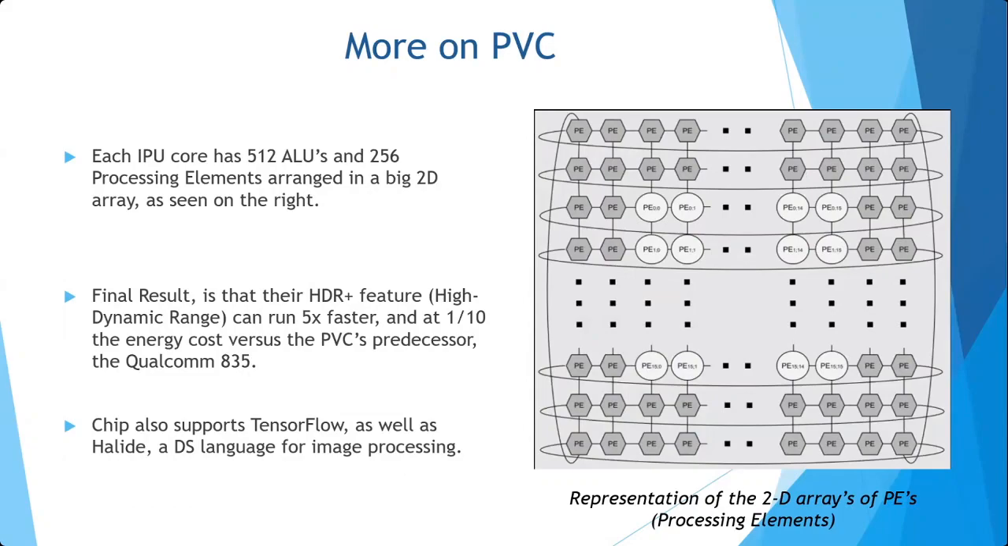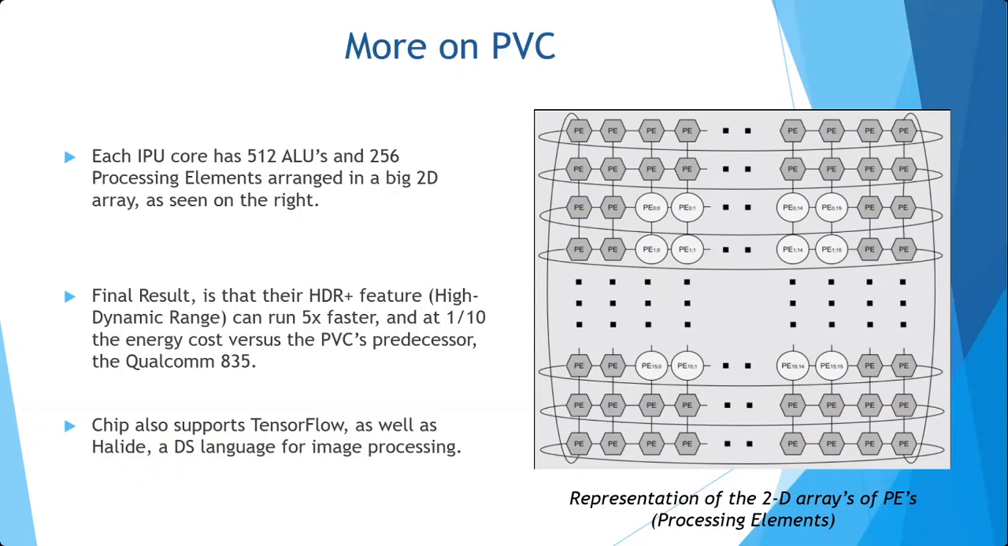A little more on this. Each IPU core has 512 ALUs and 256 processing elements arranged in a big 2D array, as seen on the right. And the final result of a lot of this is that their HDR plus feature, the high dynamic range, can run 5 times faster and at 1/10 the energy cost versus the PVC's predecessor, the Qualcomm 835. So by moving to a domain-specific architecture, they were able to reduce the power that their chips normally take on the phones, and they're also able to run them much, much faster.